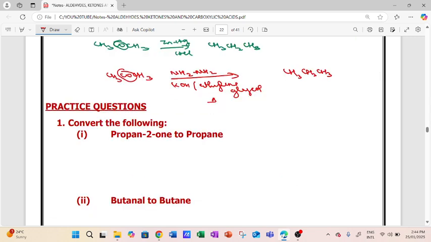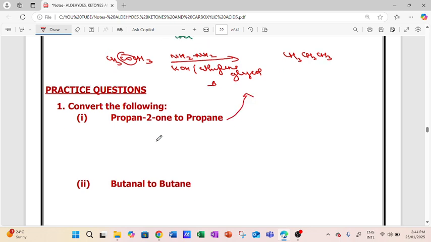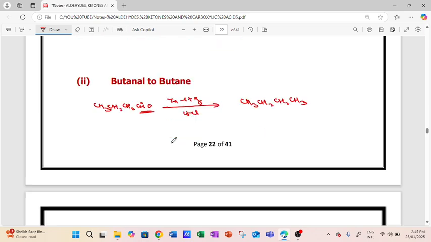Propanone to propane, this is what I have written just now. Butanal is CH3CH2CH2CHO, a four carbon aldehyde. Either Clemmensen or Wolff-Kishner we can use. Here I'm adding zinc amalgam and HCl. The last part CHO changes into CH3, giving CH3CH2CH2CH3. It's butane. So this is the first reduction.